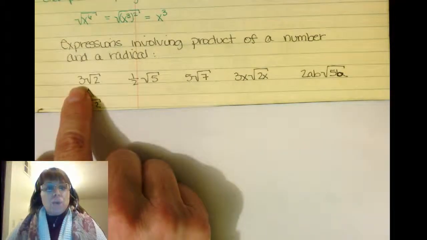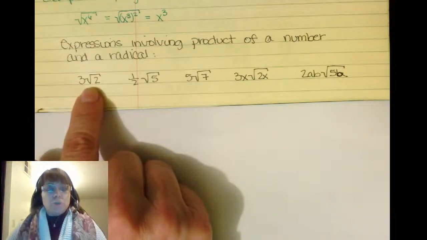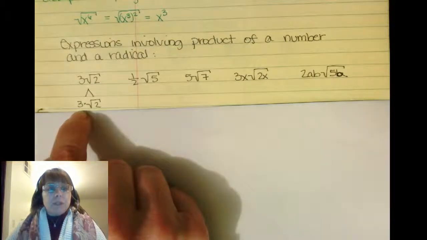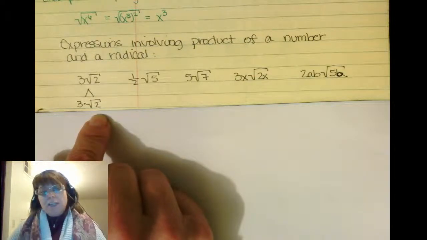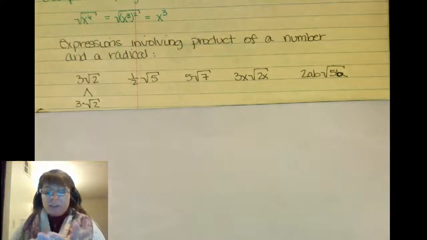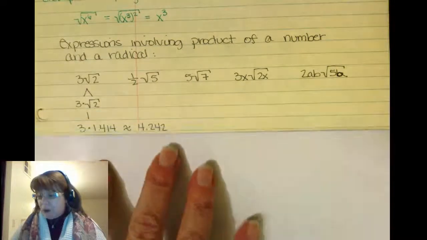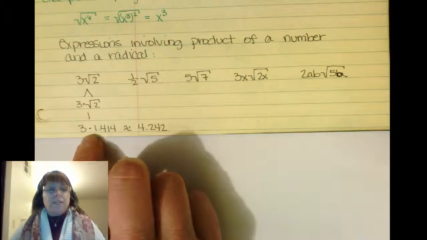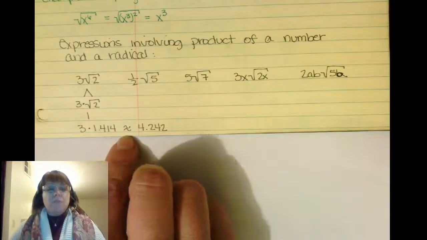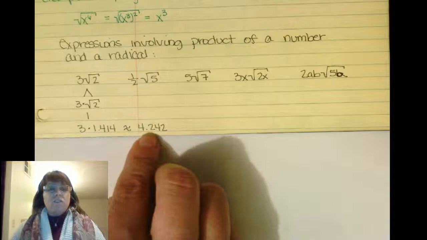Okay, let's try 3 square root of 2. But that's implying 3 times the square root of 2. And the square root of 2 is an irrational number, but I can get an approximation for it. If you plug it into your calculator, you'll get approximately 1.414. And I can do 3 times 1.414, and that's approximately 4.242.